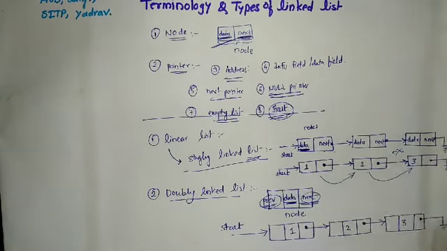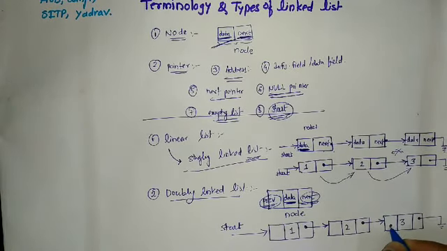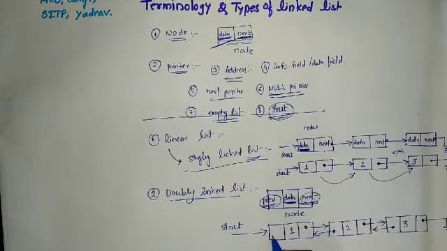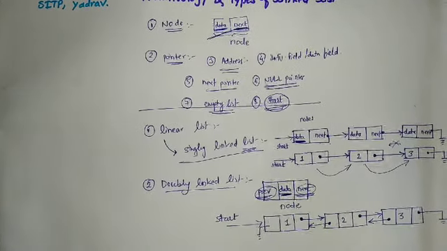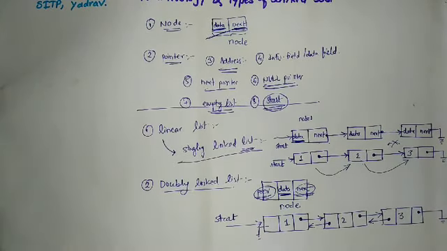Afterwards, in the previous field, it stores the address of the previous node. Here also it stores the address of the previous node, and here it is stored as null. This is one simple example of a doubly linked list. Like that we can implement the concept of a doubly linked list.